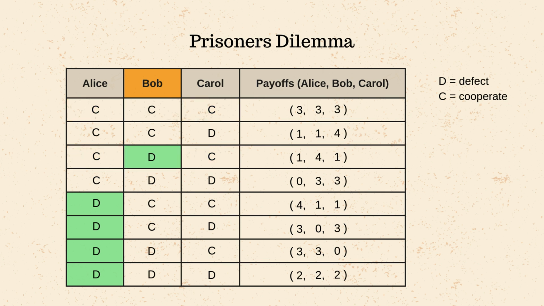Now for Bob, when he thinks that Alice and Carol will cooperate, his best response is to defect. Repeat this process for all other combinations, and we get the 4 best responses for Bob, also the 4 best responses for Carol. Now pause the video and try to find the Nash equilibria on your own. Can you guess what the Nash equilibrium is?